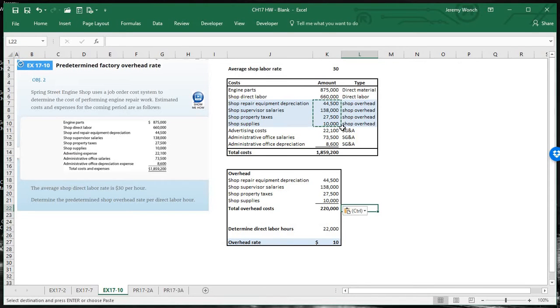And so to get that, it tells us what our total labor cost is, and it also tells us what the shop labor rate is. So if we take our total labor cost divided by the hourly rate, it will give us the direct labor hours. Then if we take the total factory overhead cost divided by the hours, we're going to get an overhead rate of $10 per hour.